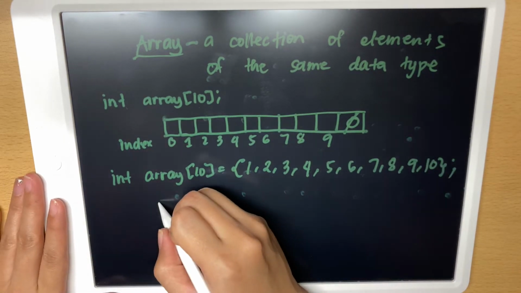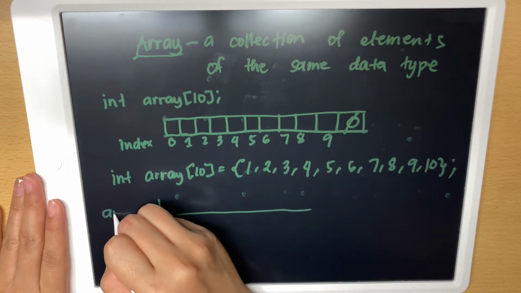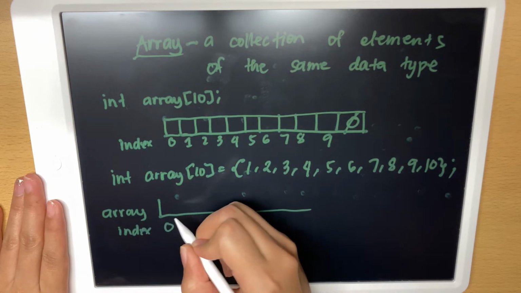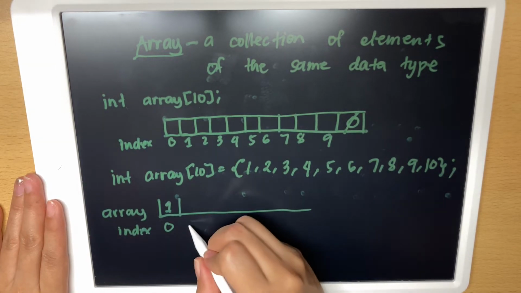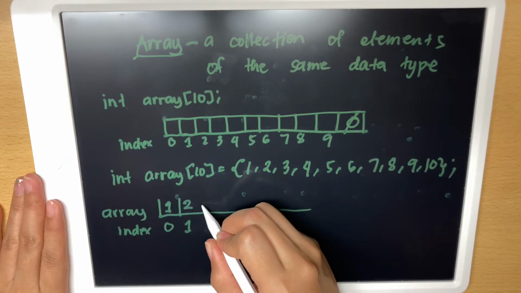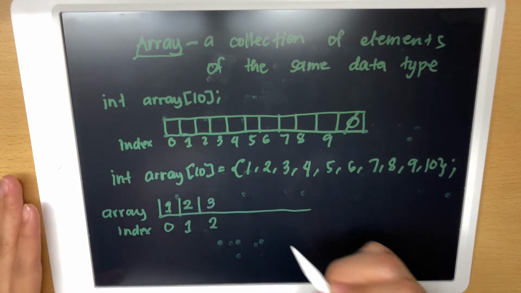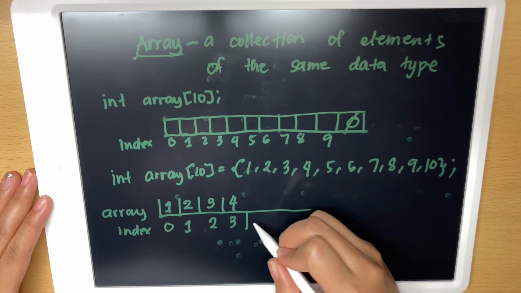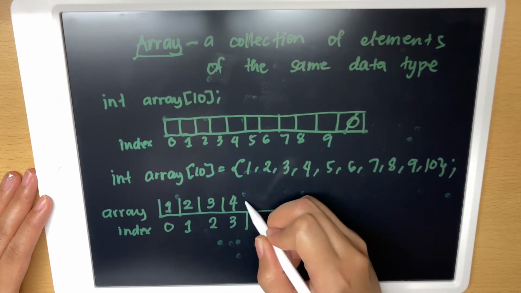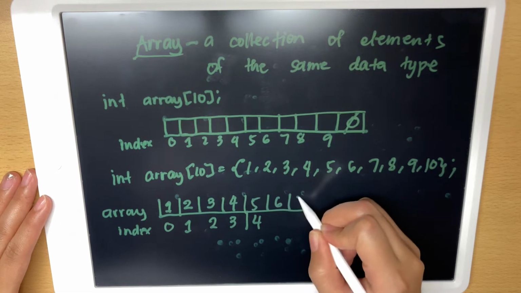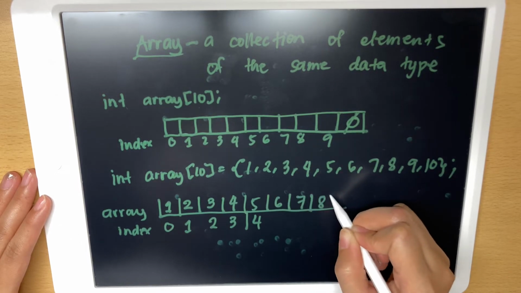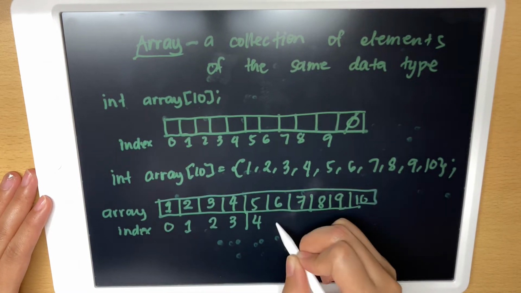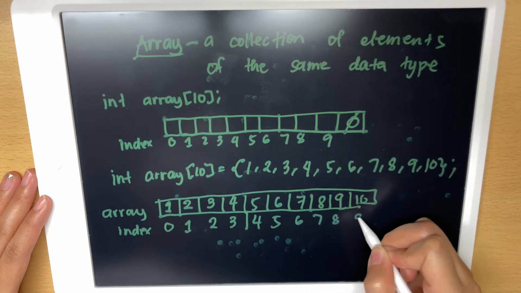would mean that given array at index 0 has the value of 1, index 1 has the value of 2, index 2 has a value of 3, index 3 has a value of 4, and so on and so forth. This is 4, and we have 5, 6, 7, 8, 9, and 10. Index 5, 6, 7, 8, and 9.